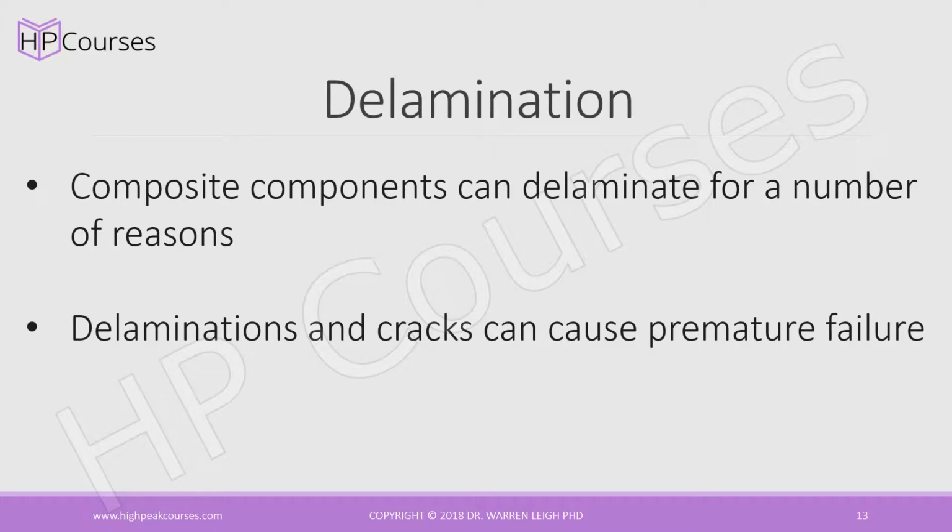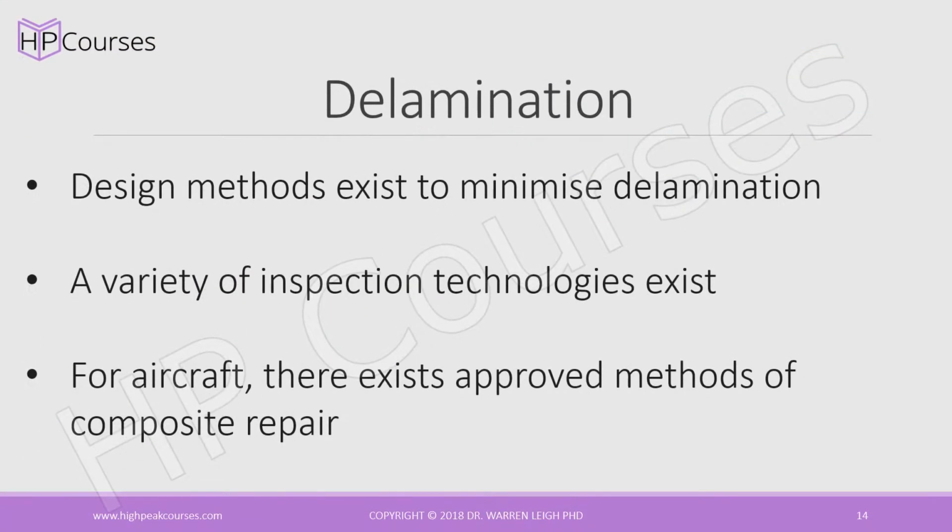Composite components can delaminate for a number of reasons. Now, there are design methods that exist to minimize the risk of delamination. There's a variety of inspection methods, technologies that exist to inspect composites and identify areas of composite delamination. It should be noted that for aircraft, there exist approved methods of composite inspection and composite repair.